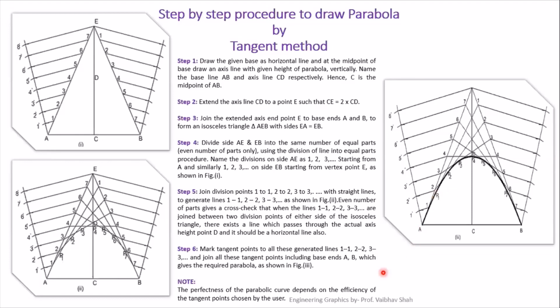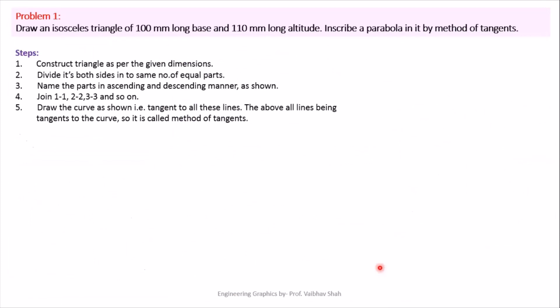So now let us begin with some examples based on this tangent method. First example, problem number 1. Draw an isosceles triangle of 100 mm long base and 110 mm long altitude. Inscribe a parabola in it by the method of tangent. So we have to use the tangent method here to draw the parabola.